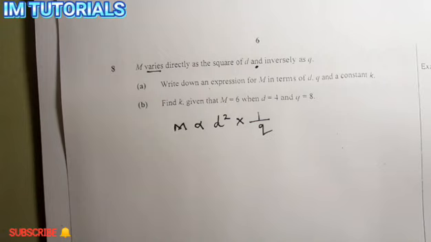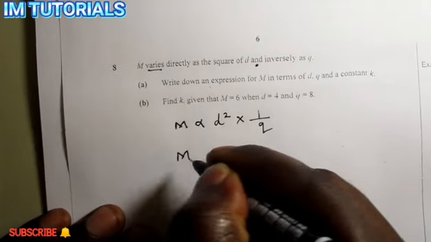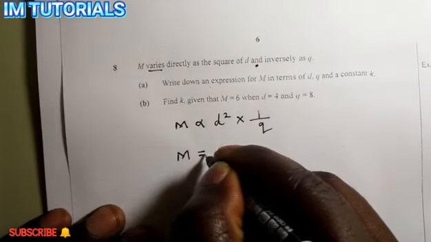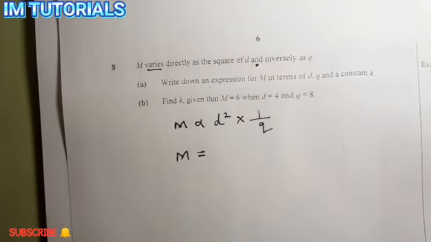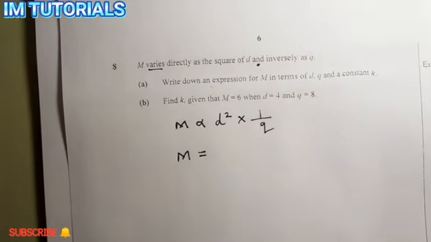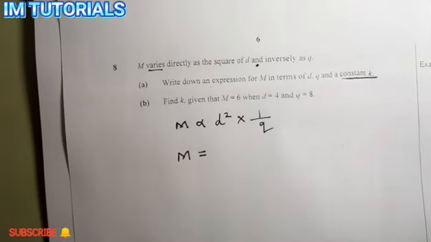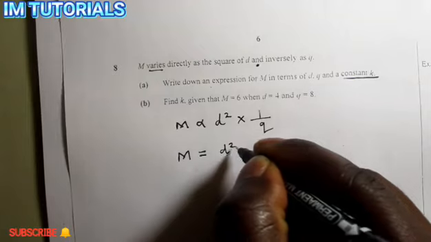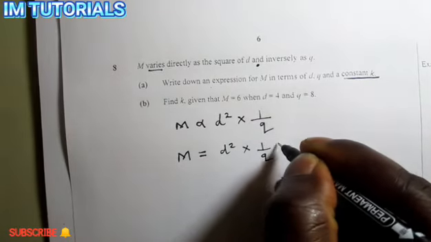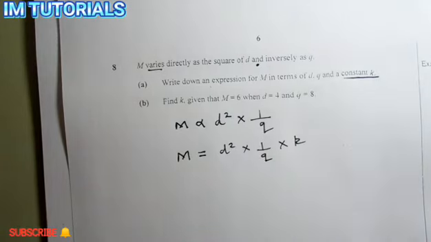Right. So after placing the variation sign, we then need to remove the variation sign by introducing an equal sign. But the introduction of an equal sign is going to trigger the constant of proportionality to multiply the right side. So the entire terms on the right side are going to be multiplied by the constant of proportionality. And in this question, the constant is k. So it means that d squared times 1 over q are going to be multiplied by the constant of proportionality, which is k, for you to introduce the equal sign.